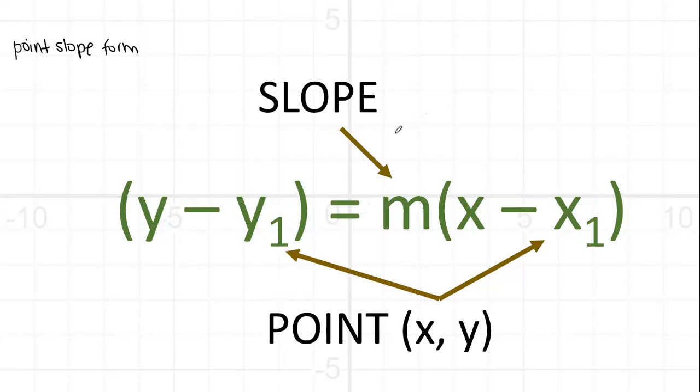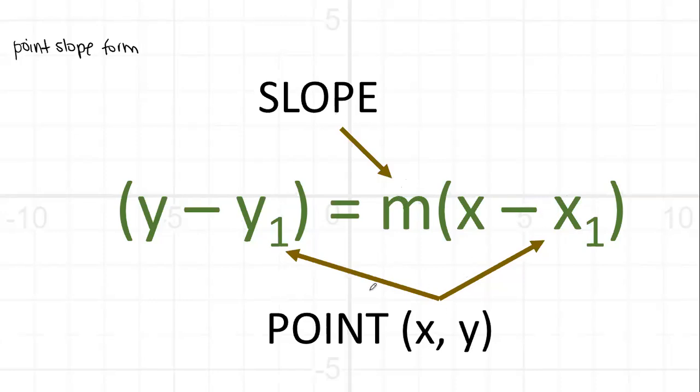So on this formula, m still represents slope. This time, though, it doesn't give you the y-intercept. Instead, it gives you a point. The point it gives you is the x1 and the y1.